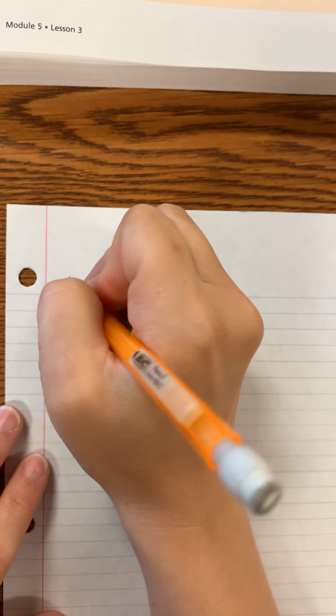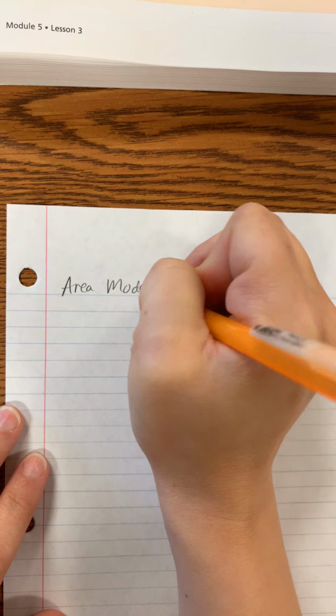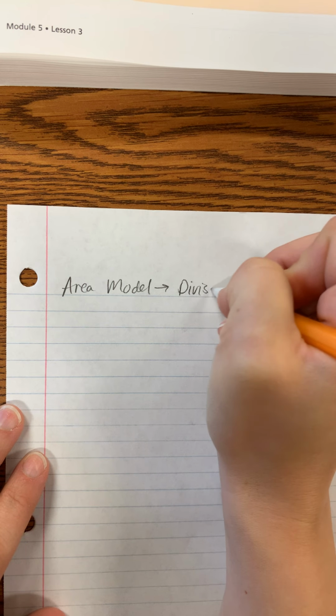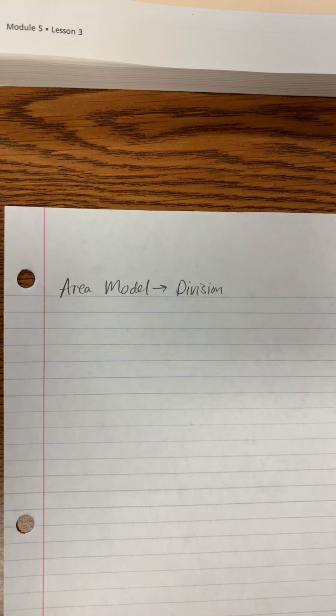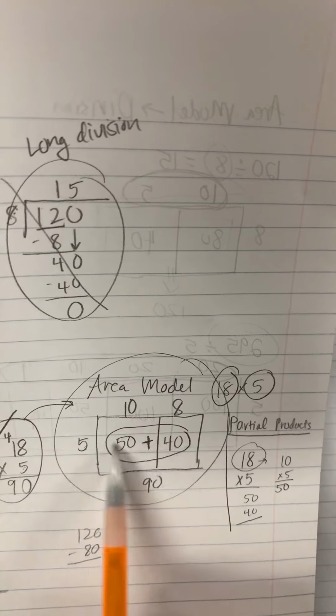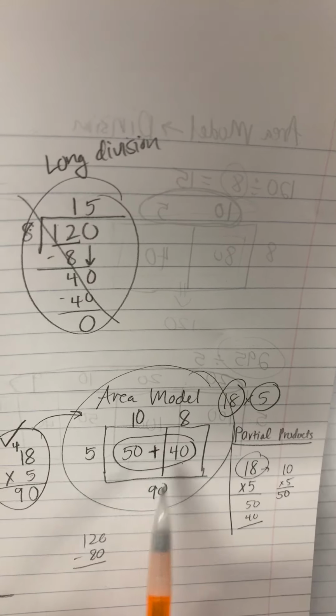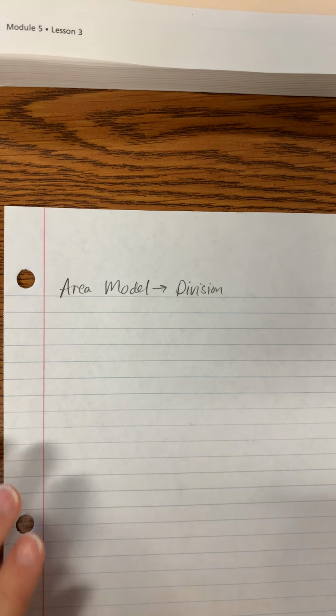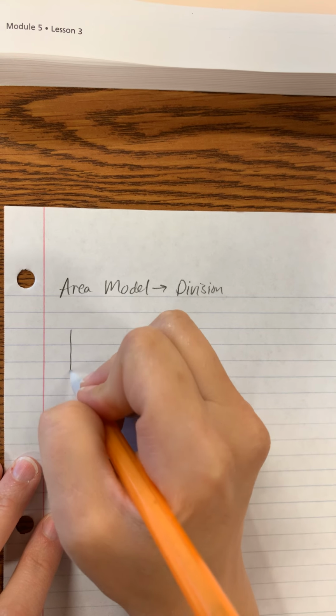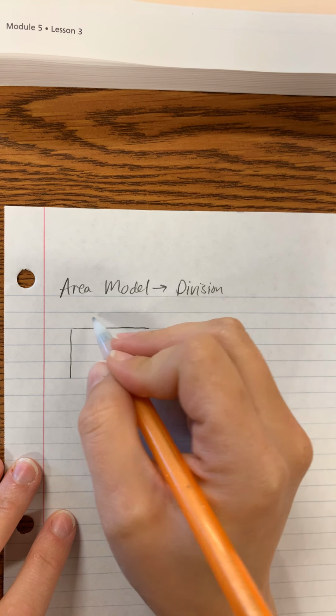So let's talk about using the area model for division. Let me remind you, when it's multiplication, it looks something like this, and we fill in the inside to get our answer. That's how it works with multiplication. We just did that problem. So for division, the inside doesn't give us our answer, it's this part outside.